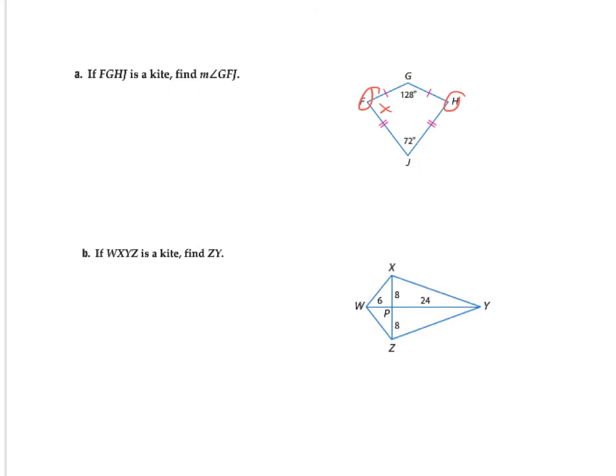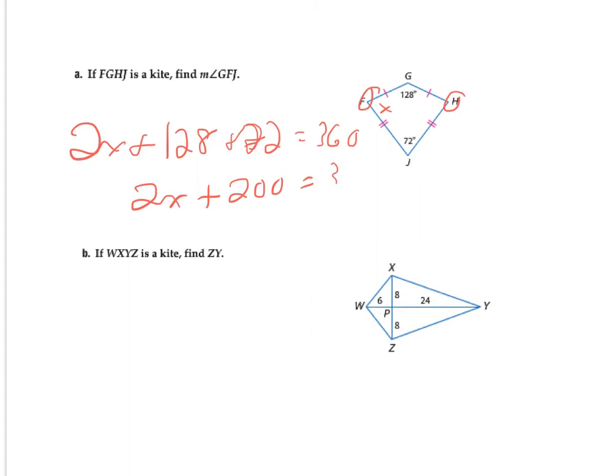But more importantly for this problem, we now know that this angle, F, is congruent to H, so let's call those X. So 2X plus 128 plus 72 is equal to 360, because the four angles of a quadrilateral add up to 360. It looks like 2X plus 200 is equal to 360. 2X is equal to 160. X must be 80 degrees.